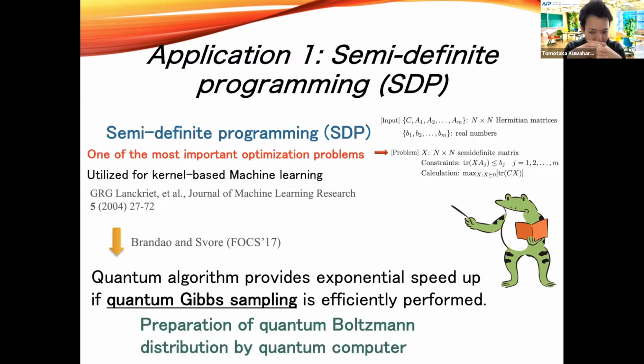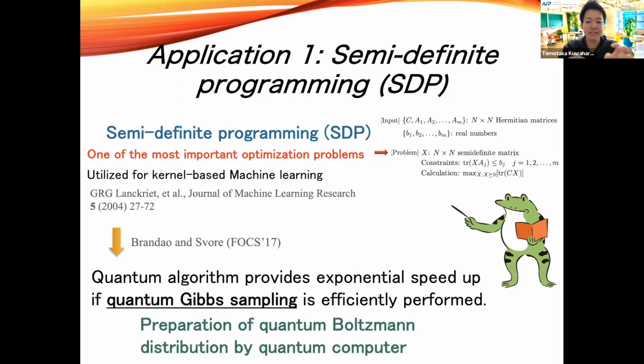Semi-definite programming is one of the most important classes of optimization problems, and it is deeply related to kernel-based machine learning, such as support vector machines. Please see, for example, these review articles.